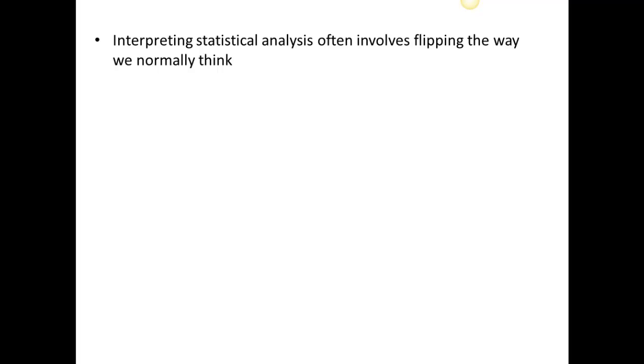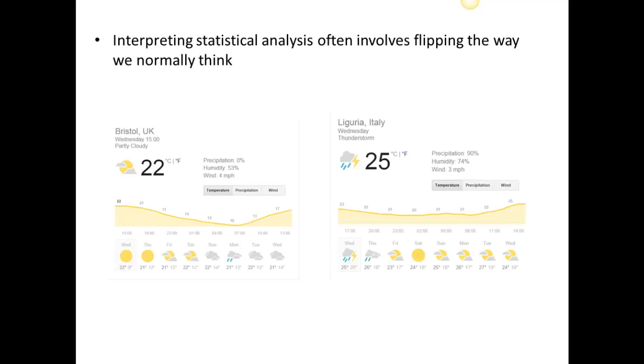Interpreting statistical analysis often involves flipping the way we naturally think. Often in life we observe samples of things, then make generalizations about the true underlying behaviour. It's an inductive thought process. For example, I go on holiday to a particular place and it rains every day. I then draw the conclusion that the weather is probably better at home. So I'm moving from data, the weather, to theory, whether it's better than at home.